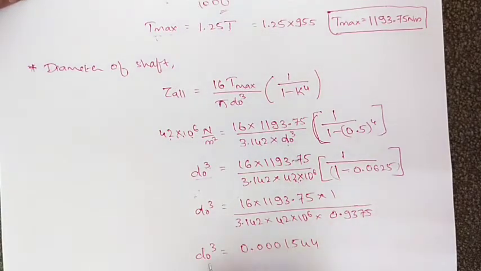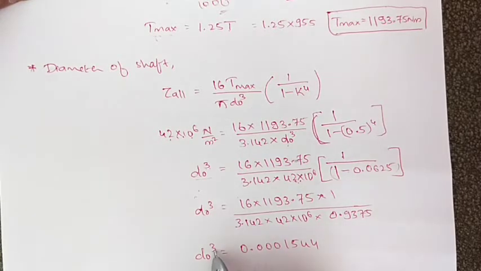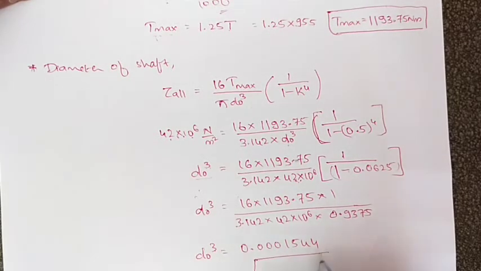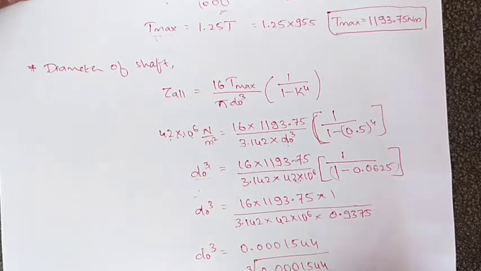Now take the cube root. So d naught is equal to, when this 3 comes to this side, it becomes the cube root of 0.001544.